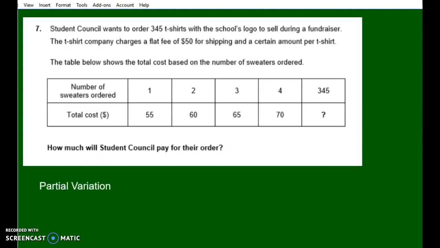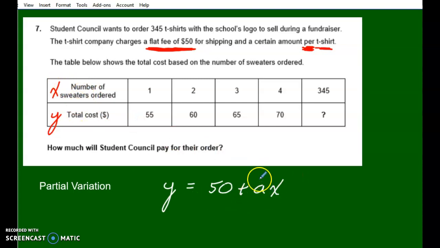It's a partial variation. The key words here are $50 flat fee. That's like the initial value, and then here a certain amount per t-shirt, per number of t-shirts ordered. Okay, so there's your multiplication. So this is going to look like this: the total cost, let's make this the y and this is the x. So the total cost is going to be the flat fee, which is $50, they tell us that, plus an amount per t-shirt. X is the number of t-shirts.